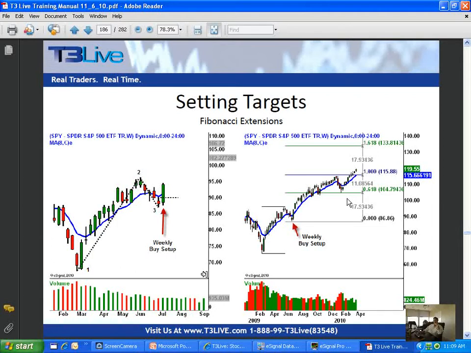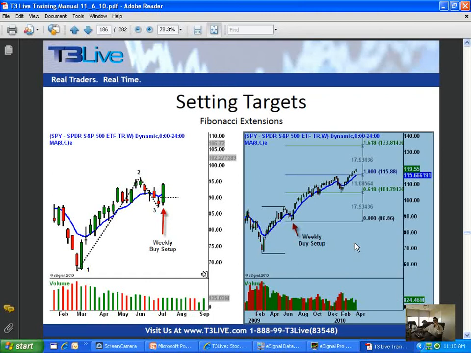But you have a pullback that gives you a buy setup. It pulls back, and you can see that big green bar that thrusts up, takes out a prior bar's high, a weekly buy setup. And again, what we've done is measure the first distance, the low on the chart on the right to this high, and then the pullback to here, and we have these extension levels that follow. You can see a 62% extension, a 100% extension, and so on and so forth. And we'll continue to look at this.